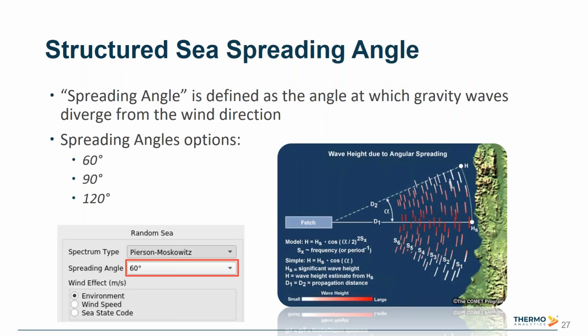Another adjustable option is the spreading angle. This is the angle at which gravity waves spread out from the wind direction. 60 is our default, but options 90 and 120 degrees can be selected if that more accurately simulates your environment.